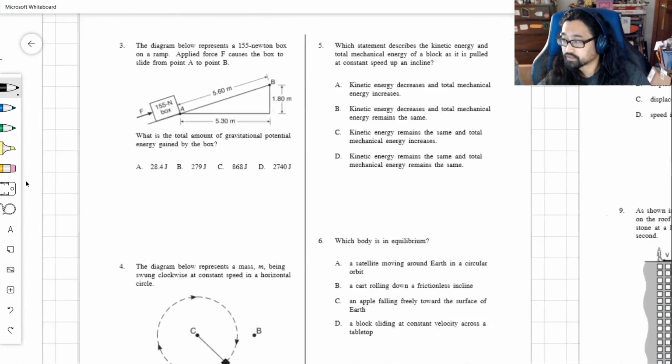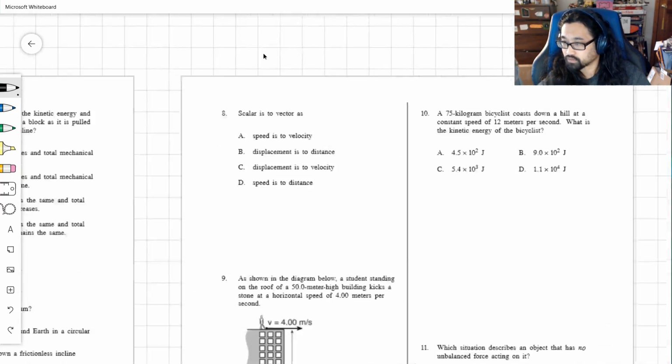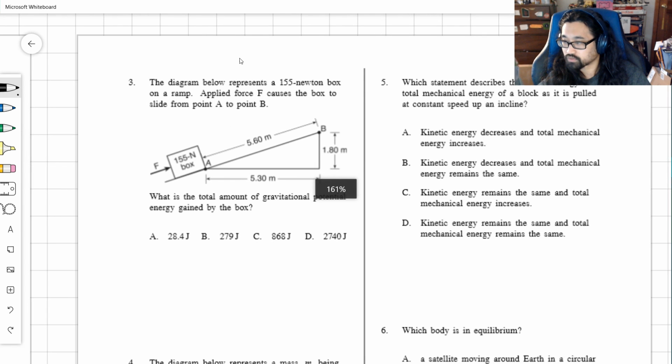Moving right along. Oh goodness. Hello? There we go. Why are we moving so much, computer? Can we not do that?